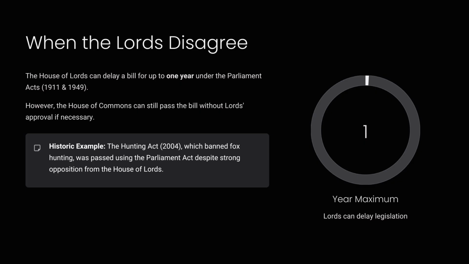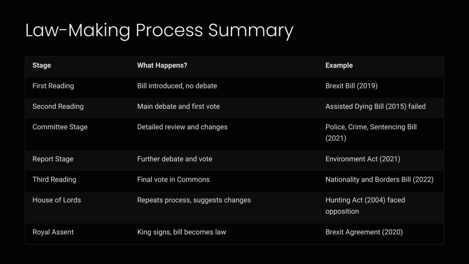Example. Brexit Agreement 2020. When the Lords disagree. The House of Lords can delay a bill for up to 1 year under the Parliament Acts 1911 and 1949. However, the House of Commons can still pass the bill without Lords' approval if necessary. Historic example. The Hunting Act 2004, which banned fox hunting, was passed using the Parliament Act despite strong opposition from the House of Lords.